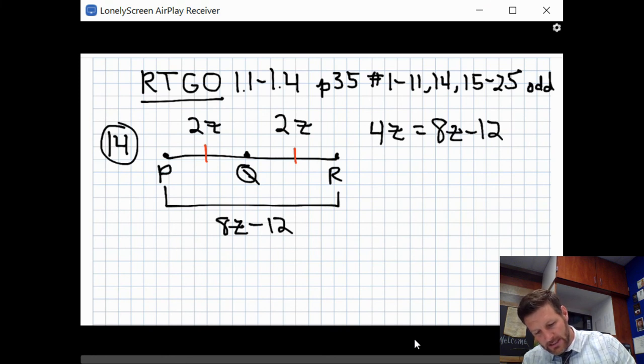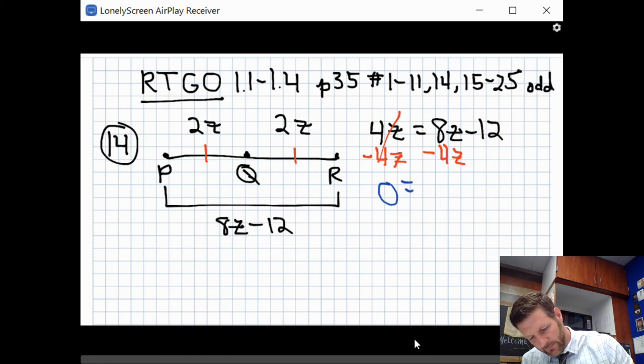I'm going to put my z's together. I want to subtract the smaller from the larger. So 4z on both sides minus 4z. Okay, that cancels out. And so we are left with then, let's go and do this. 0 equals 4z minus 12.